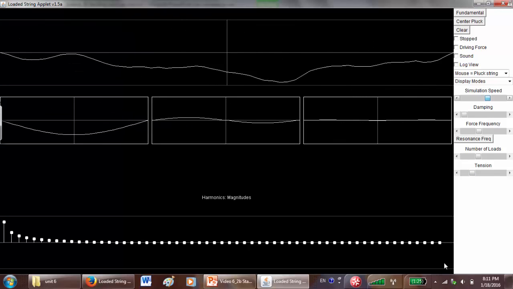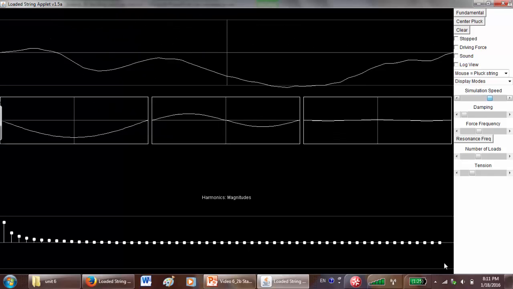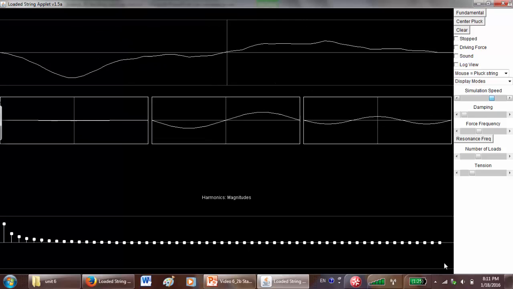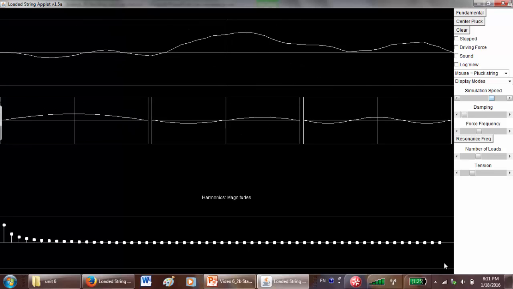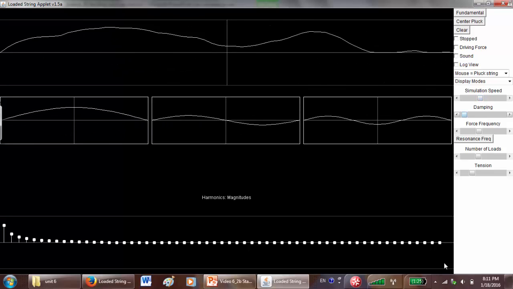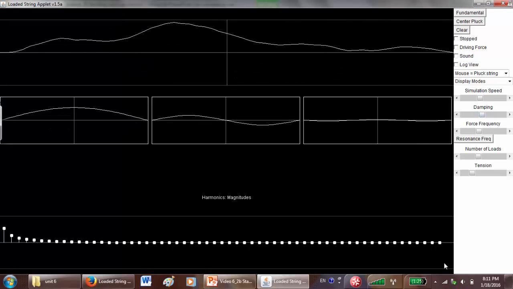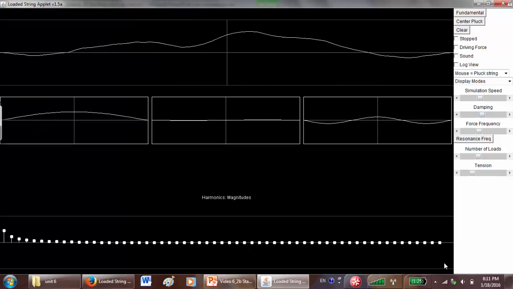And now as I change the speed, you can notice that it's almost going too fast for us to see it moving up and down. And now it's really looking like the standing wave that we had talked about previously. I'm going to increase the damping just a little bit, and this will change our third harmonic some more.